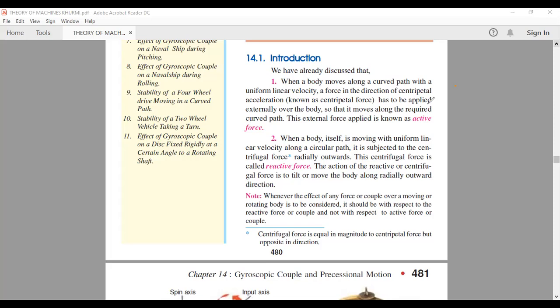We used to define the forces, that is two forces. First one is the active force, second one is the reactive force. This active force depends upon the centripetal force and the reactive force depends on the centrifugal force. So centrifugal force is equal in magnitude to centripetal force, but the direction is opposite. So that is the basic thing.